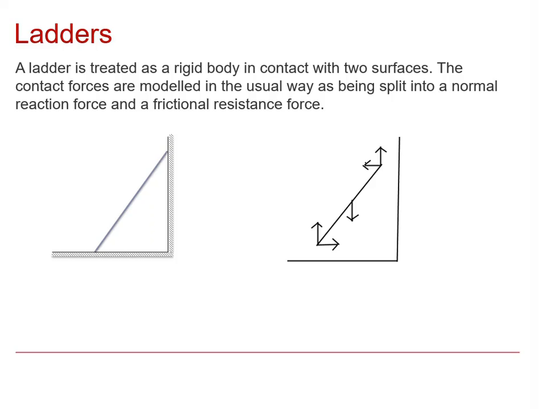And then there'll be a normal reaction, which is the resistance of the wall to the ladder's attempt to demolish the wall. And similarly at the foot we'll have a normal reaction from the ground and a horizontal reaction directed towards the wall. That's the friction resisting the ladder's tendency to slide away. So that will be the general setup.